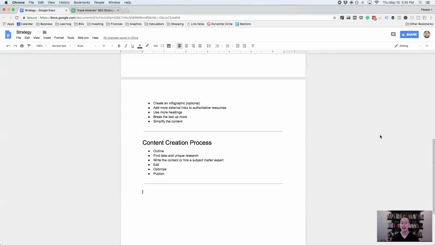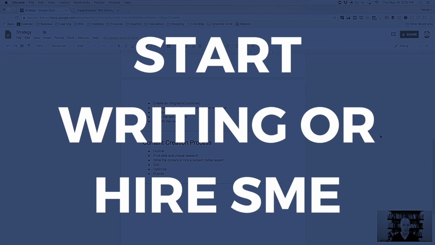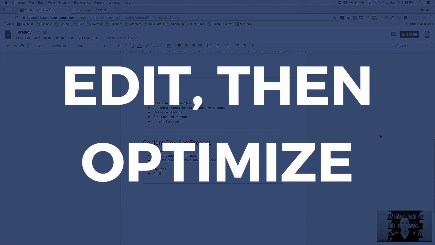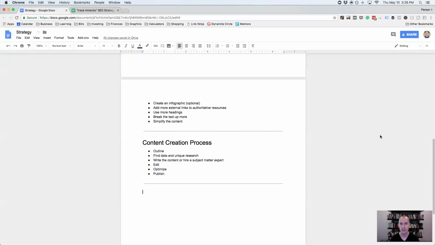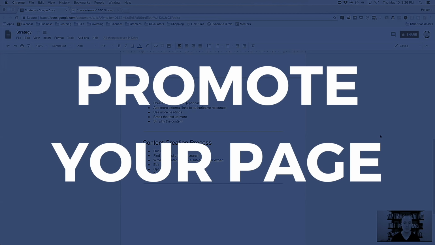And then the next thing is to actually put in the work. You have to actually write the content, or you need to hire a subject matter expert to write the content for you. Then after that, you just have to edit the content, and then lastly, you need to optimize the content. Once it's optimized, you just need to publish it. And then from here, all you have to do is go out there and promote this great content asset.